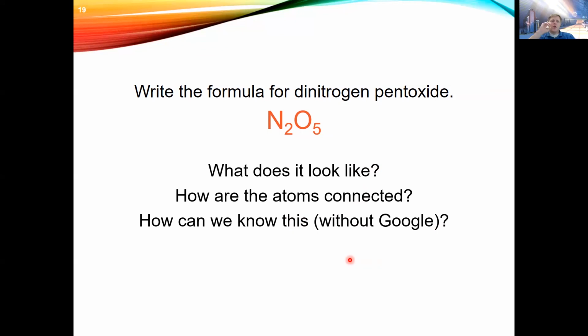And so that's actually where we'll go next. We'll finally get into the part of chemistry you thought you were going to start with a month and a half ago, which is looking at molecules and figuring out what they look like.